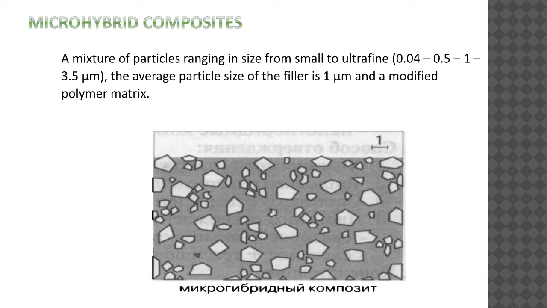Microhybrid composites. A mixture of particles ranging in size from small to ultrafine: 0.04, 0.5, 1, and 3.5 micrometers. The average particle size of the filler is 1 micrometer, with a modified polymer matrix. In the picture you can see a microhybrid composite.